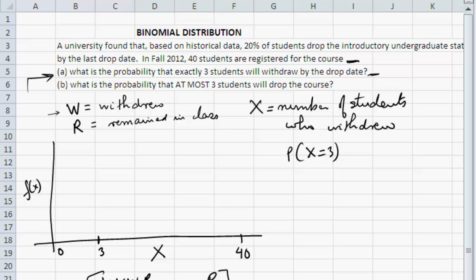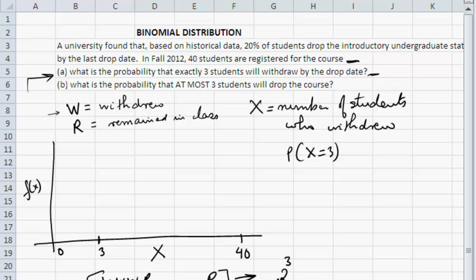So let's see what is the likelihood of any one of these sequences. The likelihood that the first 3 students withdrew is simply 0.2 to the 3. Why? Because we will assume here that the trials are independent. In other words, whether or not the first student withdraws has nothing to do with whether or not the second student withdraws, and with the third student, and so forth. That's an assumption that has to hold true in order for the binomial distribution to result.